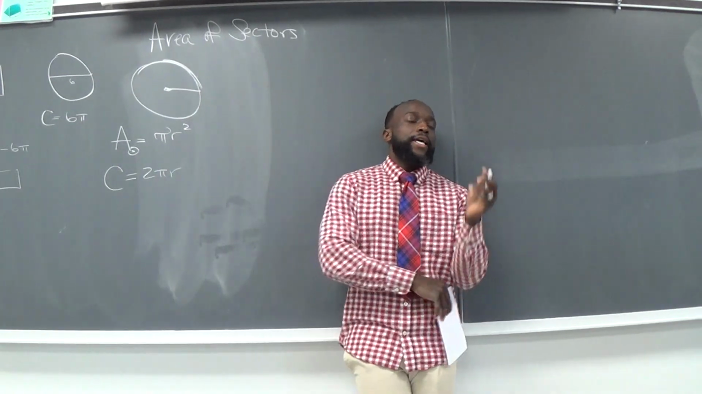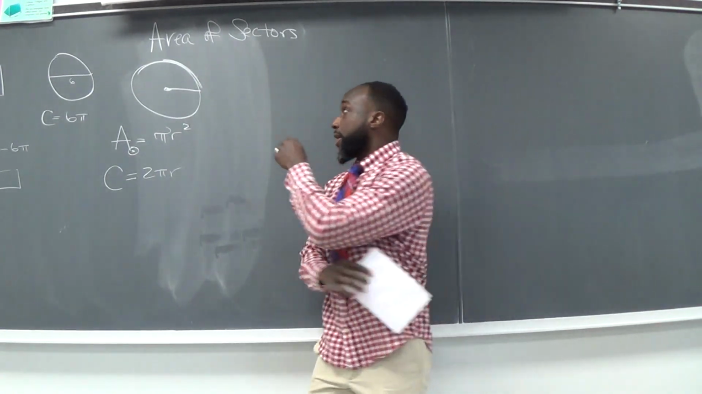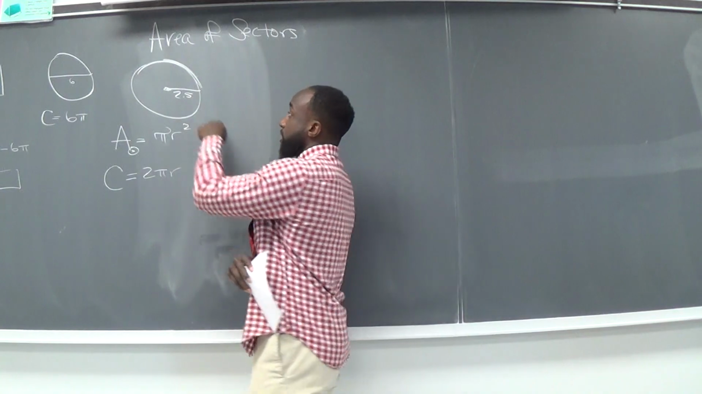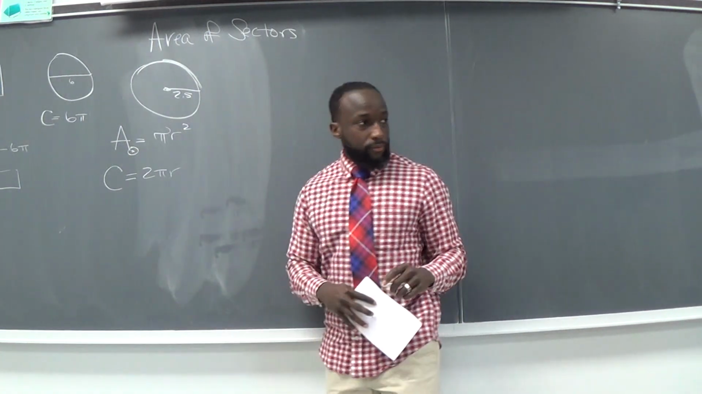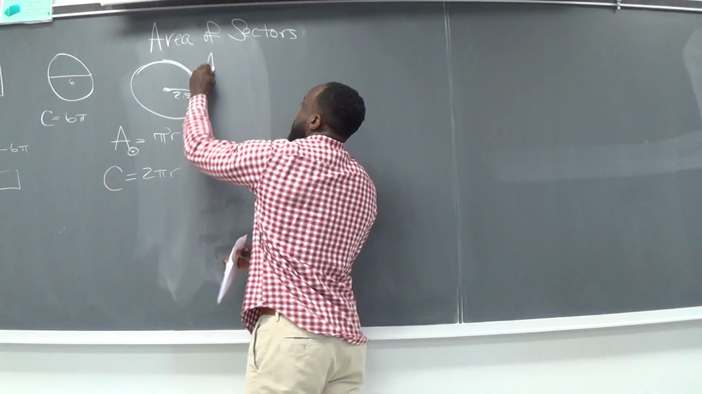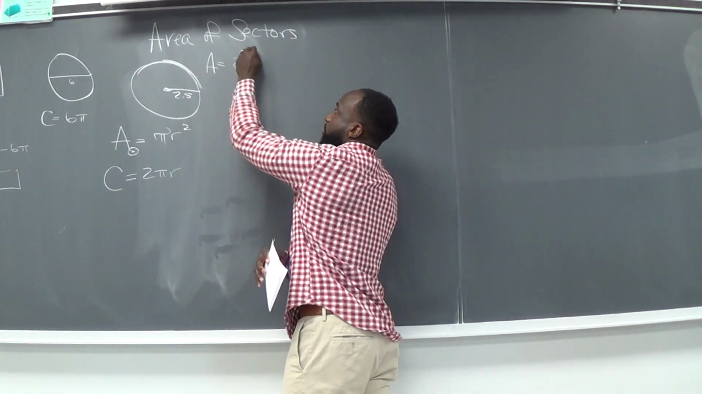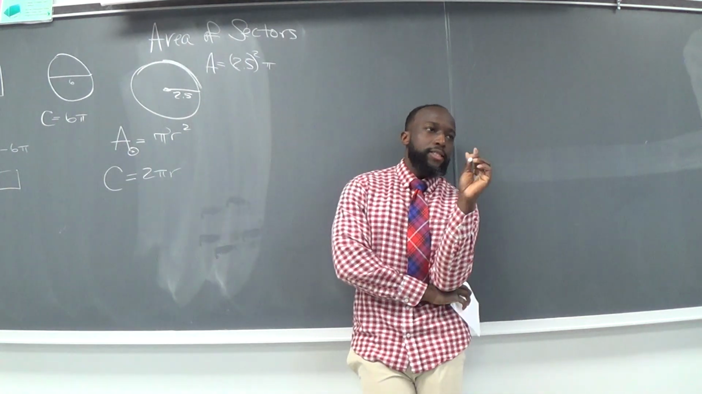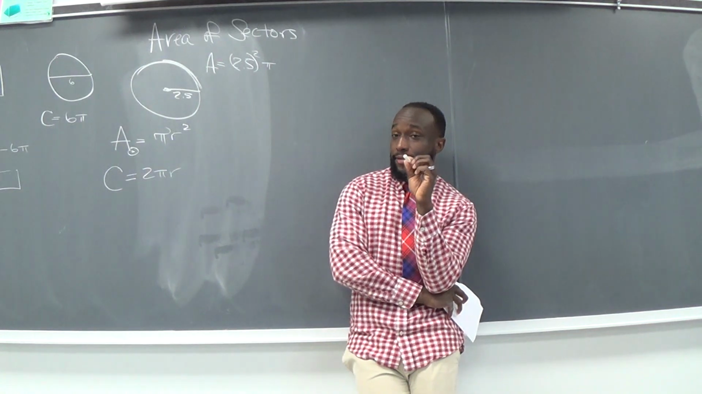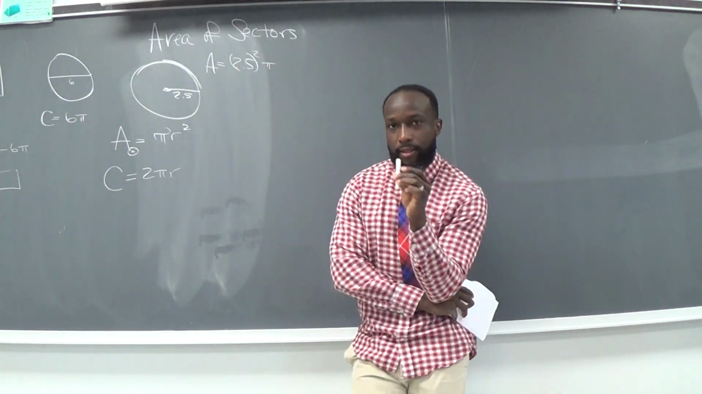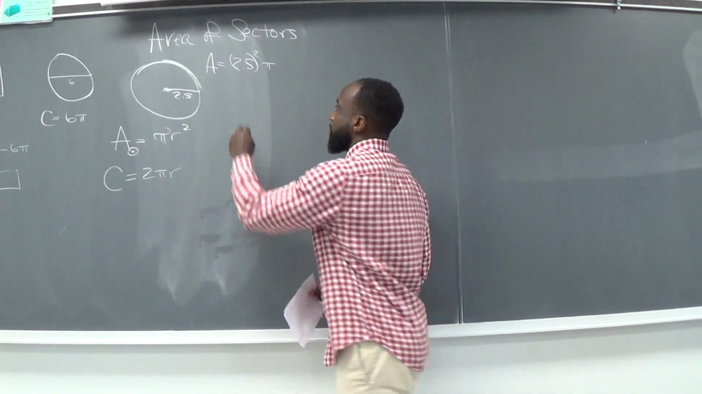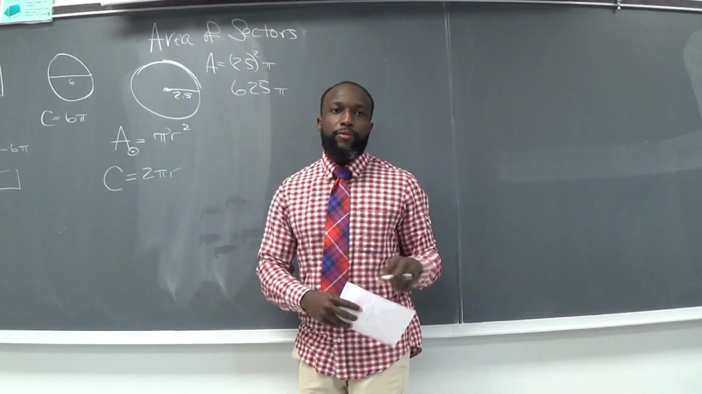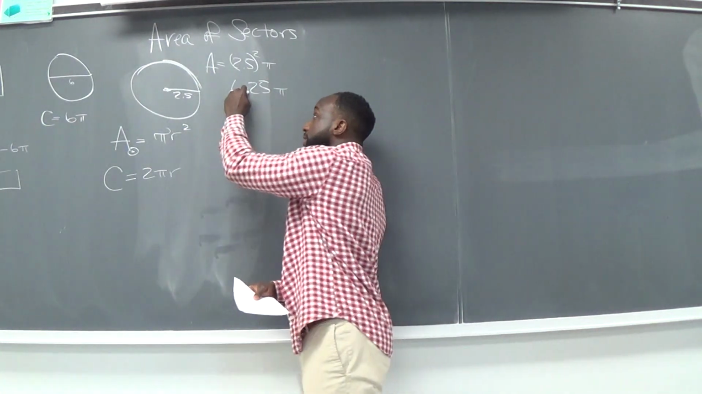So what if I said the radius of this circle here was 2.5? What would the area of this circle be? Yeah, area would be 2.5 squared times pi. And if you've been memorizing your perfect squares, 25 squared is 625. But we have two decimal places, so it's going to be 6.25 pi.